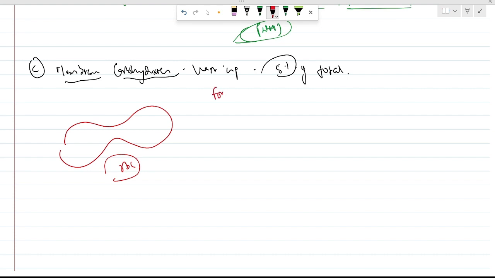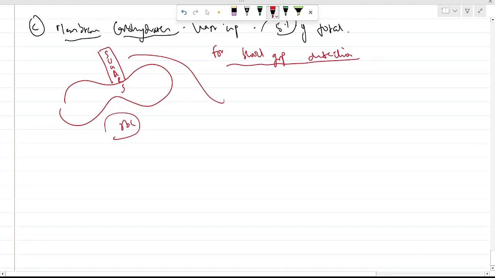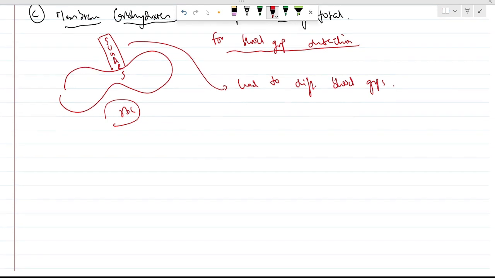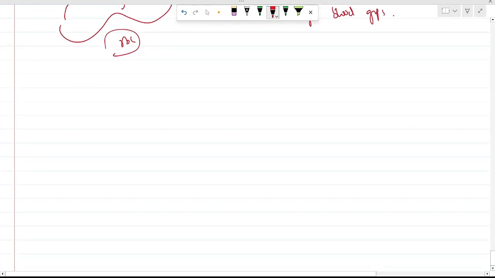For blood group detection, there exist these sugars. The presence of these sugars leads to different blood groups. So we're going to see the blood groups here.